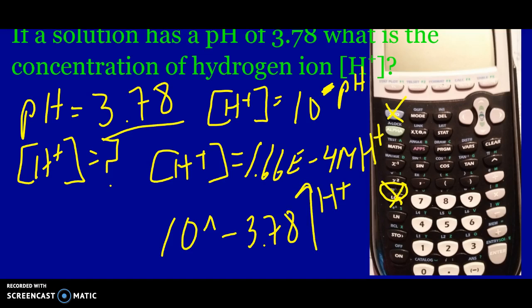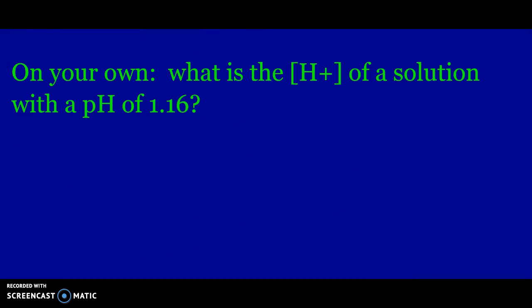So there's two ways to do it. You can do your 10 caret key, then you hit your negative 3.78, or hit second key log, which will give you the 10 to the caret, and then hit your negative 3.78. Either way will give you a correct answer. Good, lads, good. All right, there you go, of course.